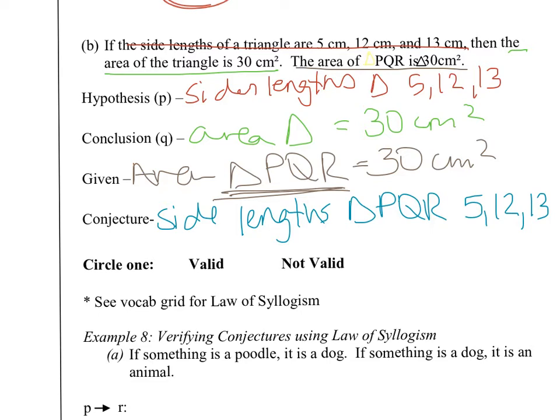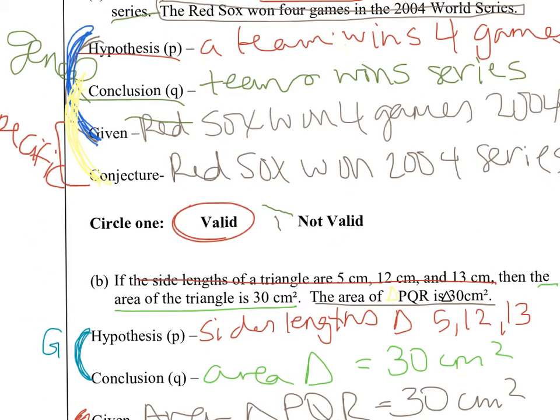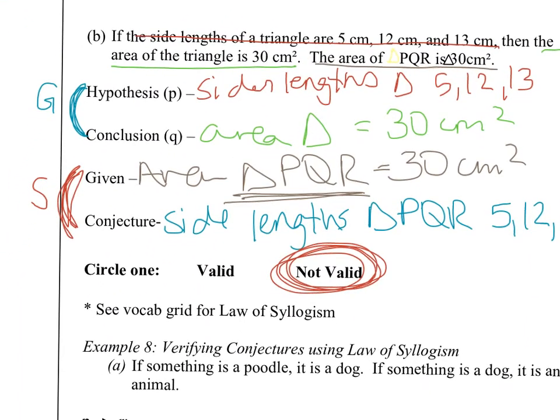Okay, so up here in the hypothesis and the conclusion, we have it in a general way, and then down here in the given and the conjecture, we have a specific example. Now, there is a problem. This is not valid. Remember, when you look back up here, the hypothesis and the given are supposed to say the same thing. A team wins 4 games, or the Red Sox win 4 games. But that's not what we have here. We have the side lengths are 5, 12, 13, and it's supposed to come down here and match the given. But those don't match. They're flip-flopped.